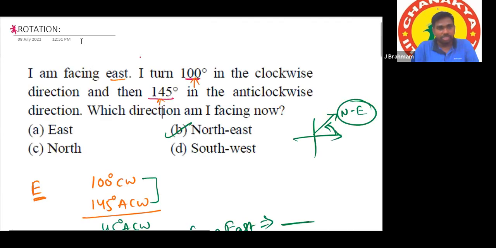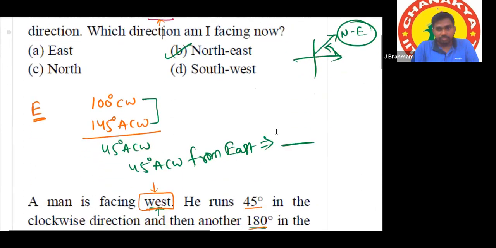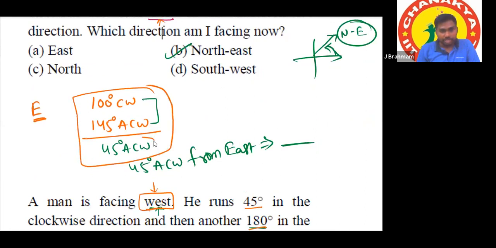Okay. And we have done one model of questions, right? What is that model? Rotation based problems. So instead of drawing a diagram, we can go with the angles directly. We can deal with the angles, right? We have to find the equivalent angle of all these angles.